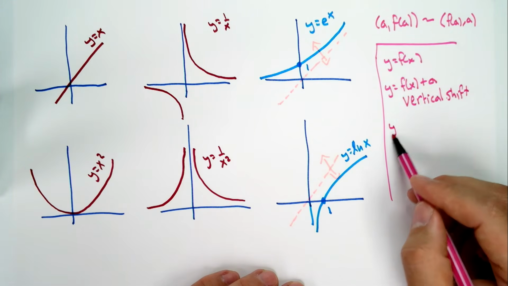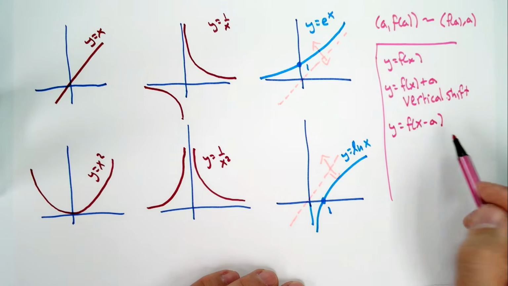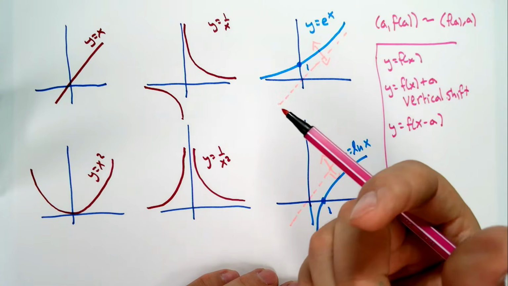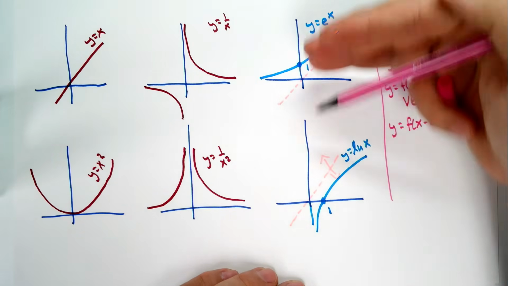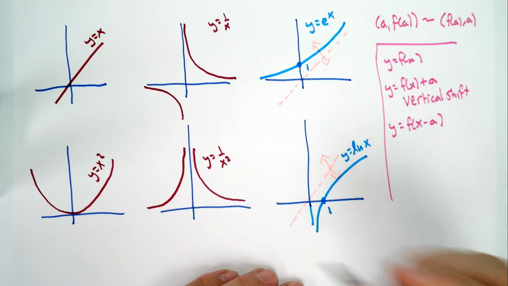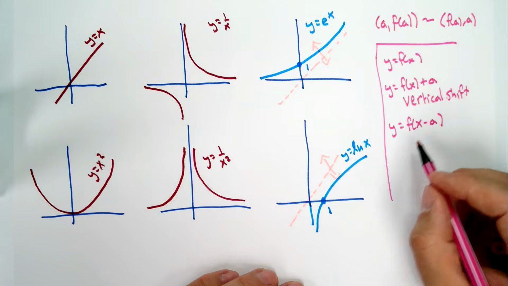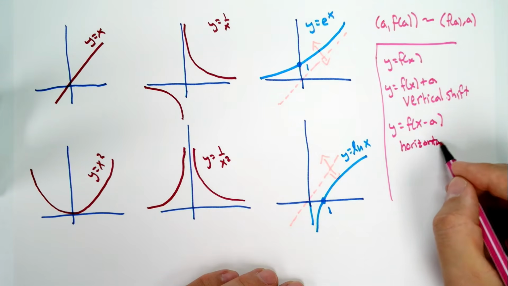On the other hand, if I had y equals f of x minus a, and this minus, you have to be a little bit careful of it. See, the inside does the opposite. So vertical shift, if I say plus 2, on the outside it moves up by 2. If I have plus 2 on the inside, it actually moves left by 2. So you got to pay attention. So this affects input, so that's a horizontal thing. So this is a horizontal shift.